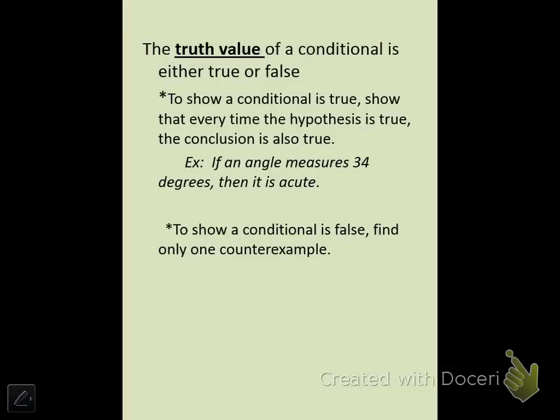To show a conditional is false, you find only one counterexample. So if a month has 28 days, then that month is February. Okay, because there are also different months that are also February. So you only need to find one that counteracts it being false.